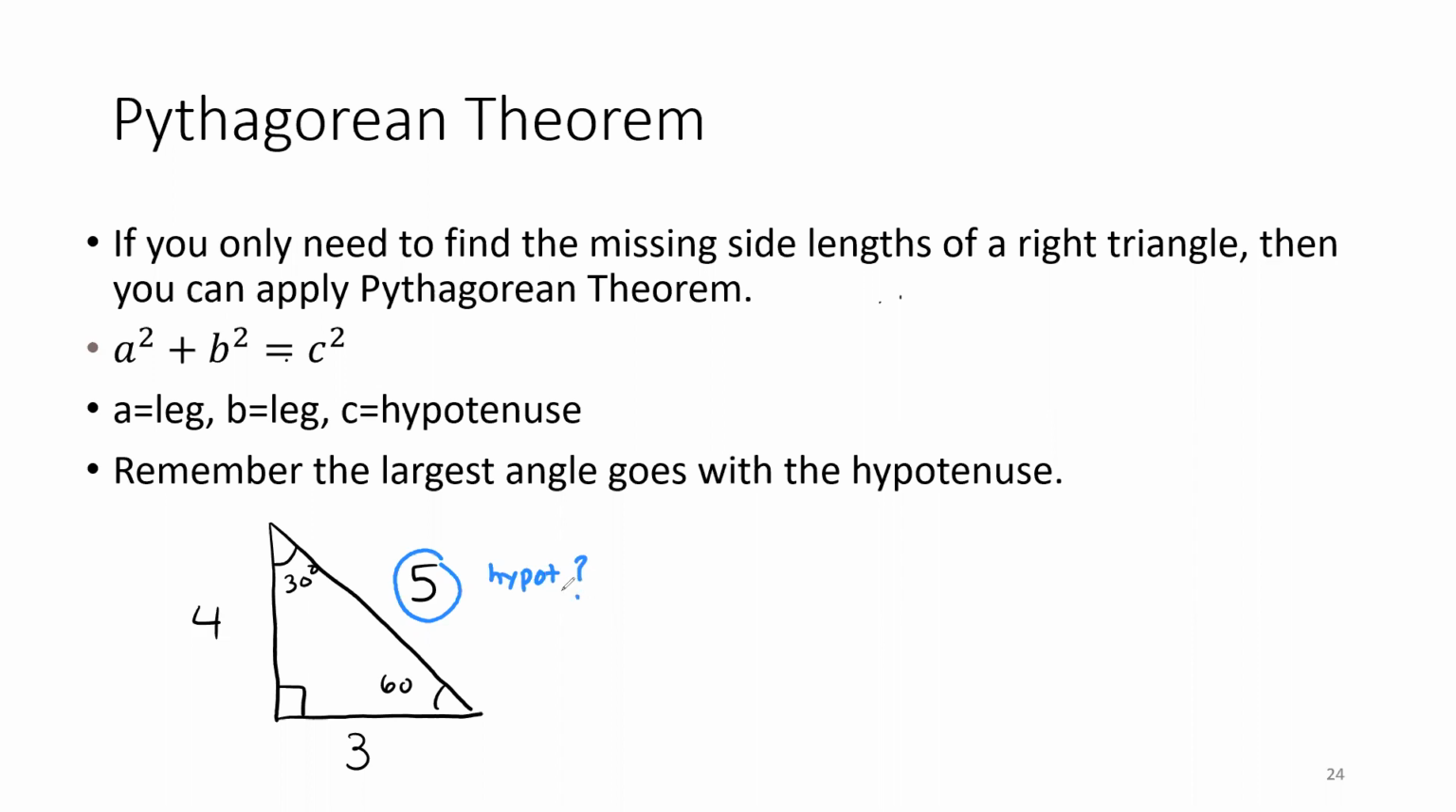Well, 5 is the hypotenuse because 5 goes with the 90 degree angle, right? If you bring a little arrow here, it goes with this little box symbol, which is 90 degrees. And 90 degrees is the largest angle of this triangle. So that's why 5 is the hypotenuse. So you can find missing side lengths using the Pythagorean theorem.